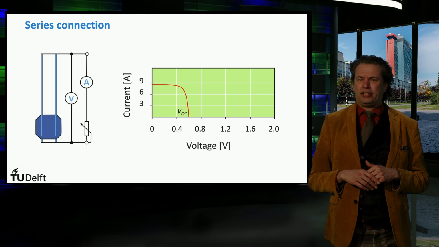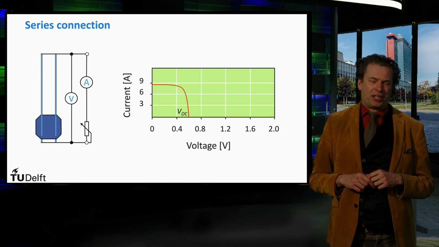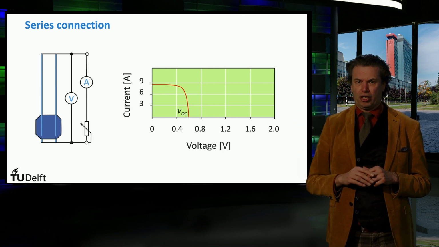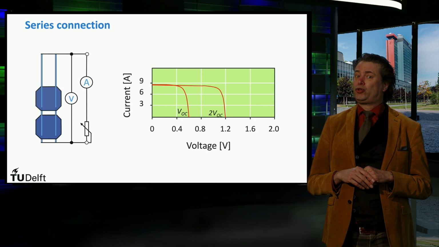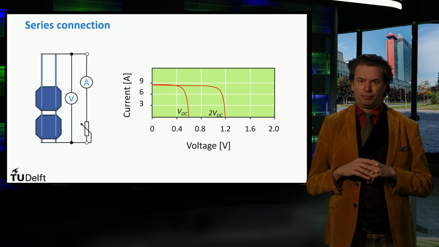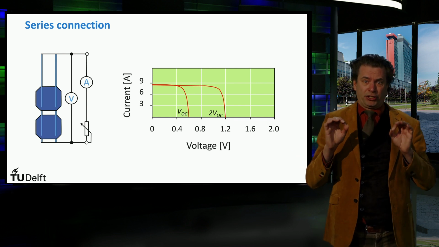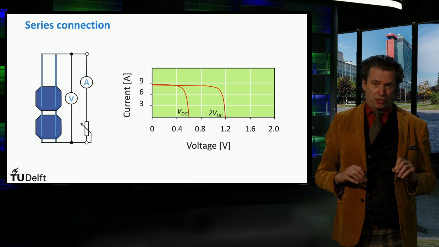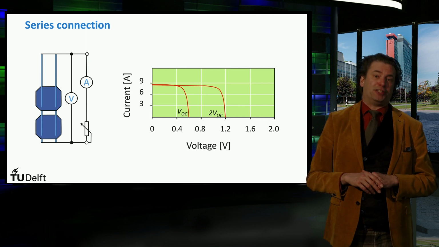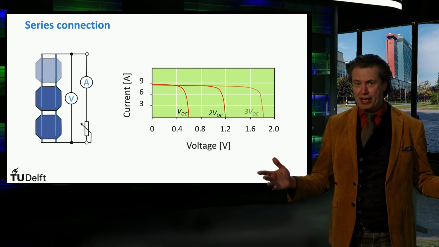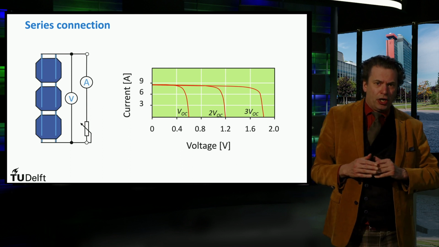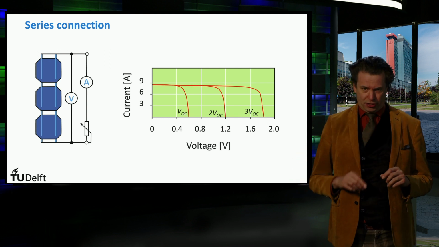Let's look at the IV curve of solar cells connected in series. Here you see the IV curve of a single solar cell. If we connect two solar cells in series, it means that we can add up the voltages. However, the current, as mentioned earlier, remains the same in series connection. The resulting open circuit voltage is 2 times that of the single cell. If we connect 3 cells in series, the open circuit voltage becomes 3 times as large, whereas the current is that of one single solar cell.